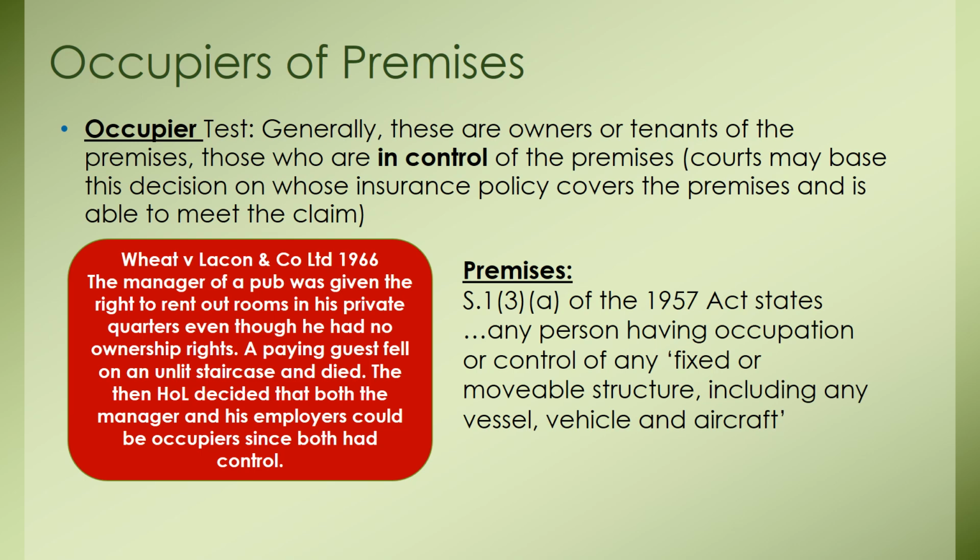Limited, 1966. So if you look at the facts of this case, the manager of a pub was given the right to rent out rooms in his private quarters even though he had no ownership rights. A paying guest fell on an unlit staircase and died. So the House of Lords, as it was called then, decided that both the manager and his employers could be occupiers, since both had control. And that's the key here.